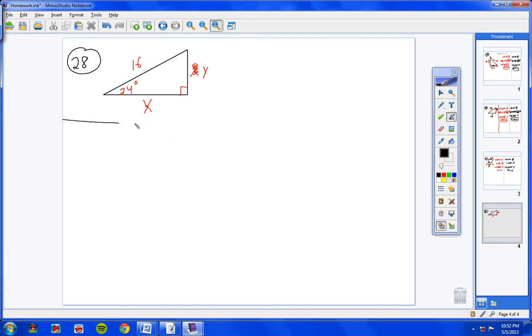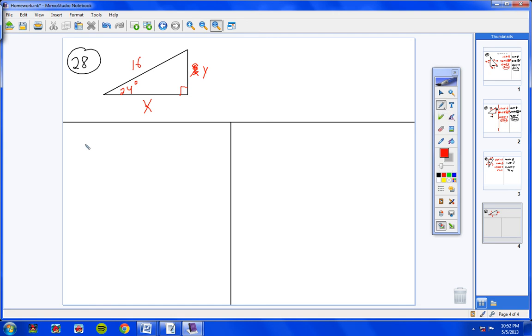Let's have some fun, shall we? All right, we cannot use 30, 60, 90. We cannot use 45, 45, 90. We cannot use Pythagorean's theorem. We cannot use tangent, so we're going to use sine. Let's first of all go to this angle here and go across. We'll call this our opposite side. Here's my right angle. Go across. We'll call this our hypotenuse. The other side has to be your adjacent side.